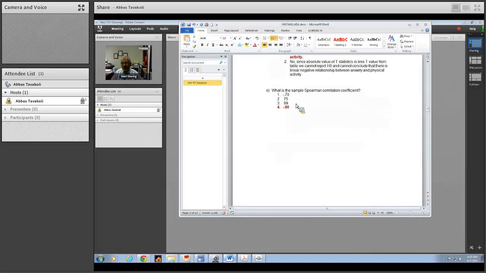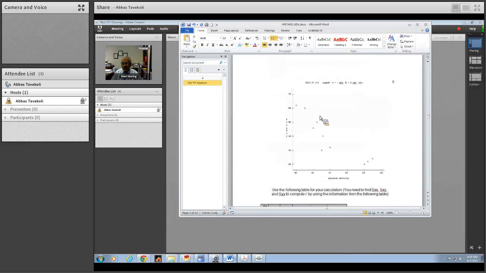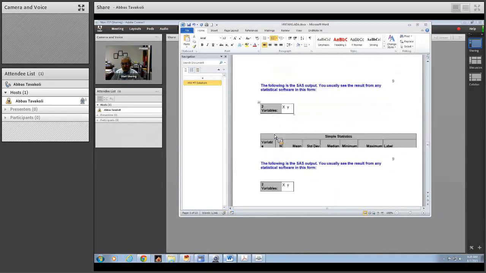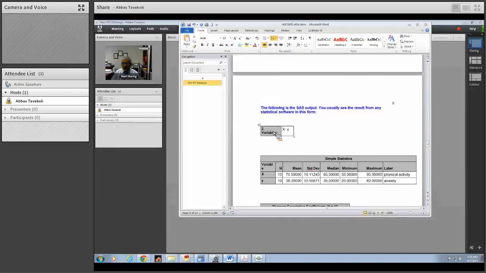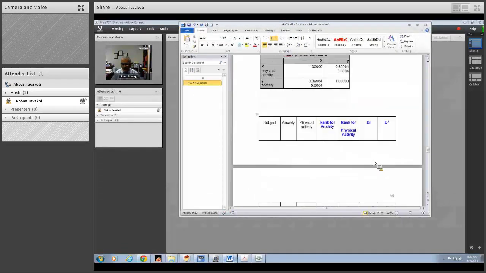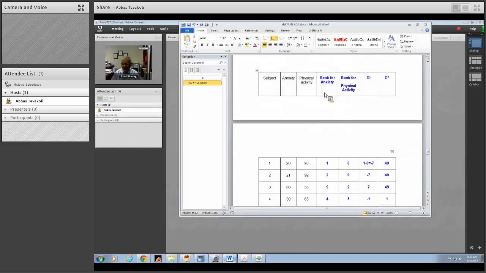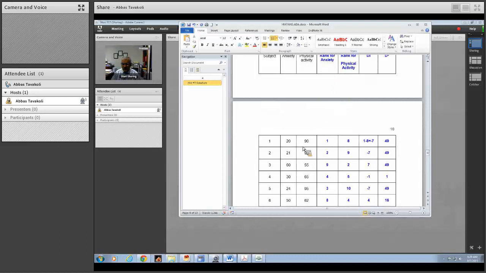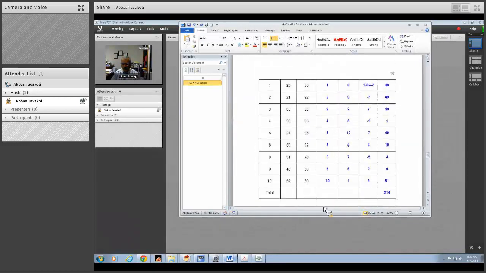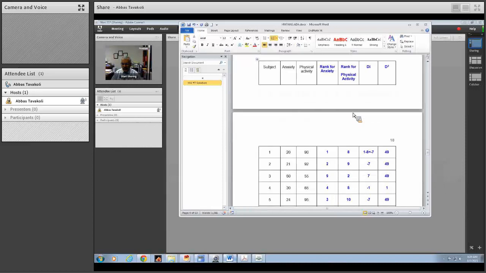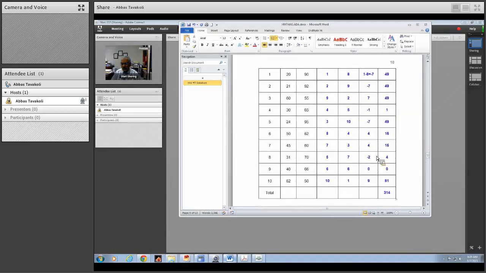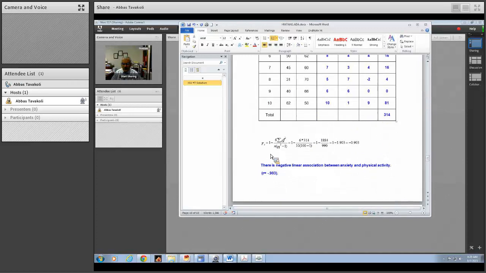And the next one, I asked you to calculate the sample experiment correlation coefficient, again using the SAS output for Pearson and the sample. You have to rank each one first, rank anxiety from lowest to highest value, and the same for physical activity. Then you take the difference, physical activity minus that, and square that value. Then you can use this formula to get the experiment correlation.